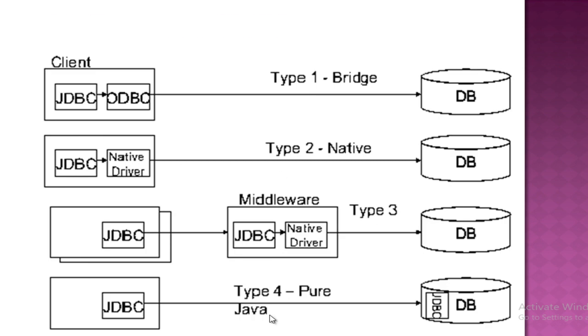In type 4, that is pure Java, there is faster execution and it is a very desirable database driver. Okay, so this is about the advantages and disadvantages of these driver types. So hope you understand these topics.